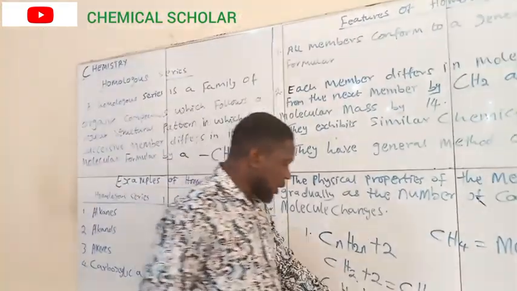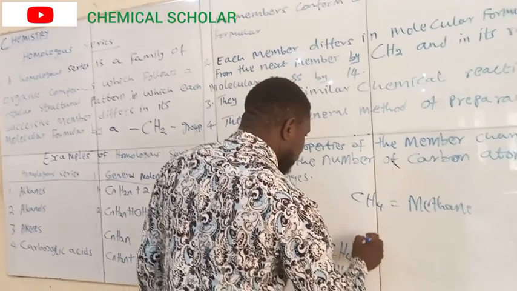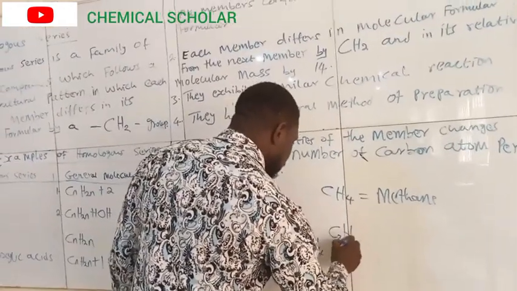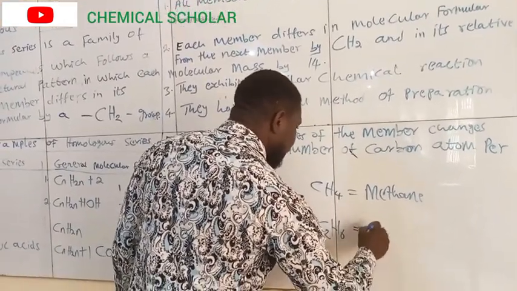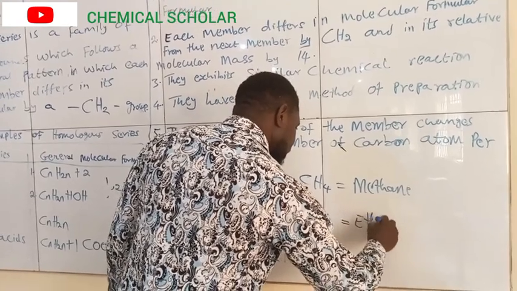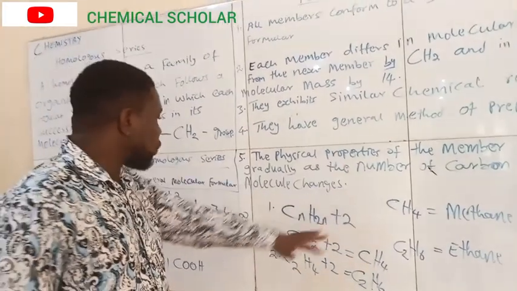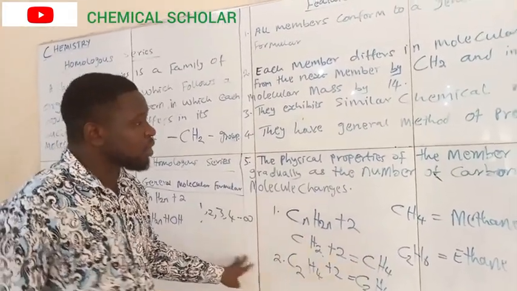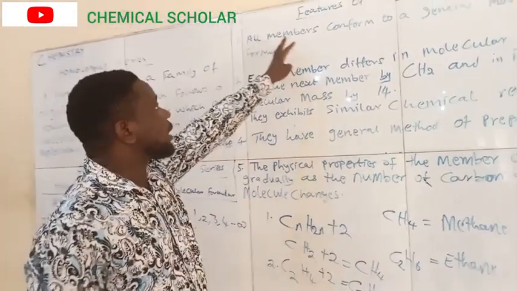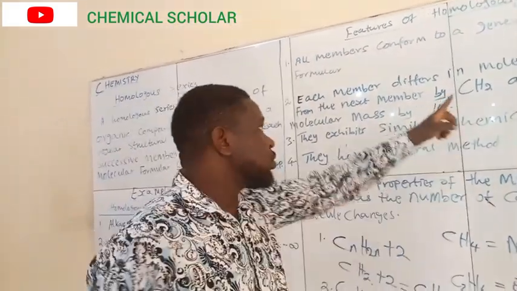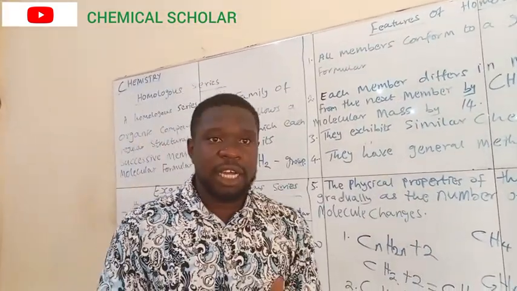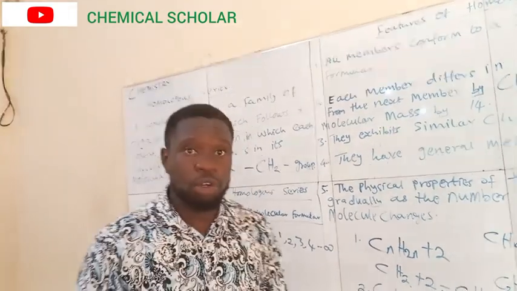C2H6 is what we call ethane, and so on and so forth. If you keep substituting them, you see that all members conform to that general molecular formula, and that's the number one feature of a homologous series.